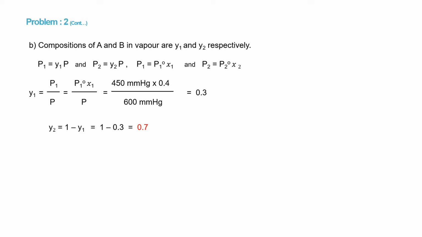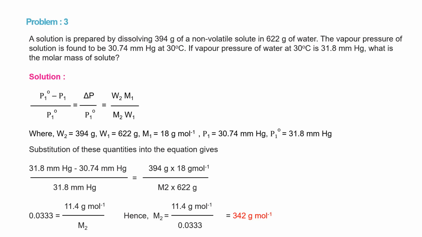Okay. So always remember, according to Raoult's law, this is very important: P1 is equal to P01 into X1, P2 is equal to P02 into X2, but to find out the composition in vapor, how do you find it? P1 is equal to Y1 into P, so Y1 is equal to P1 upon P. Okay, so the next sum is based on the relative lowering of pressure.